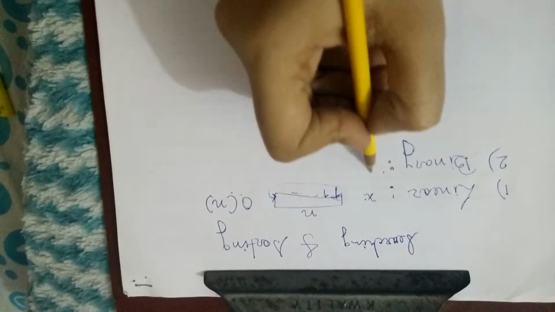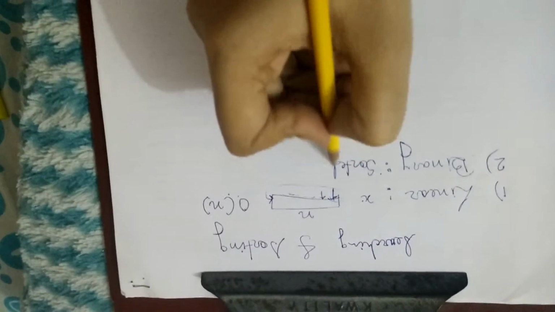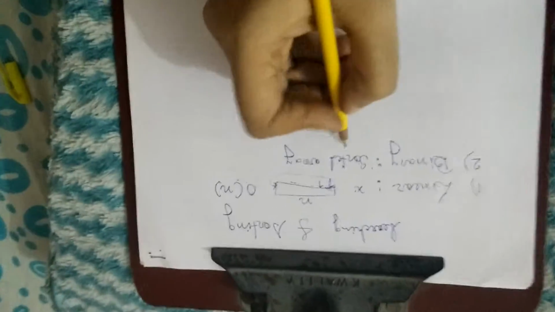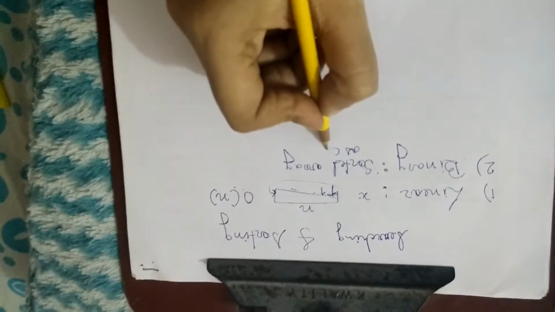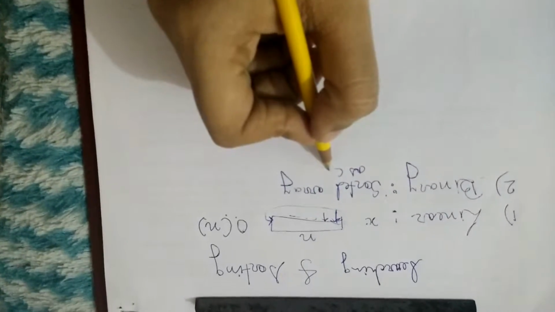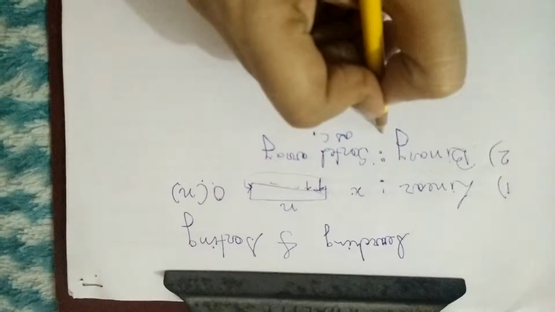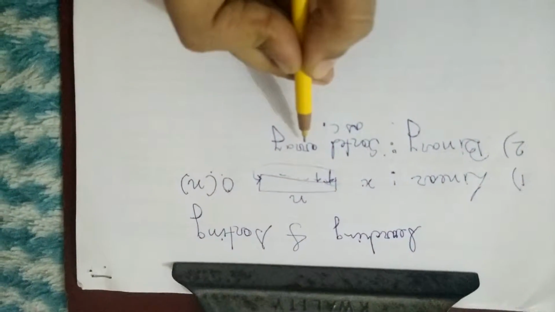In binary search, we apply binary search on a sorted array. The sorted array might be in ascending order, probably in ascending order, and of integer type or character type. So we apply binary search on a sorted array.